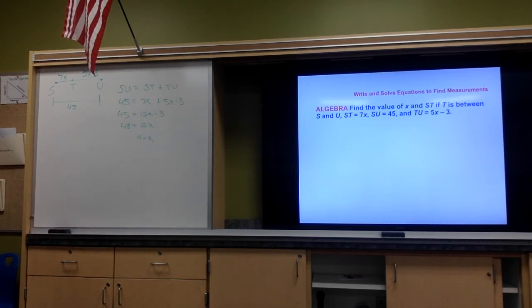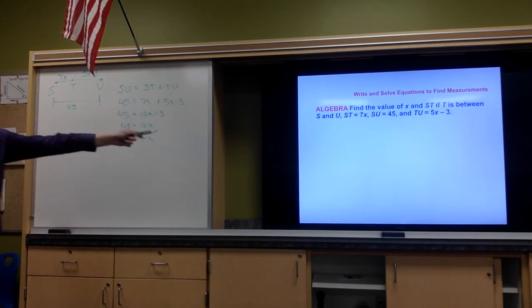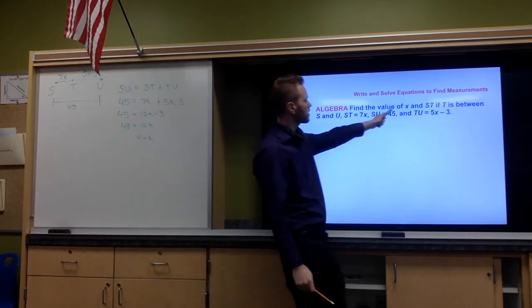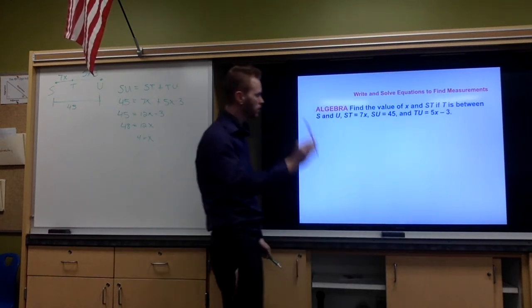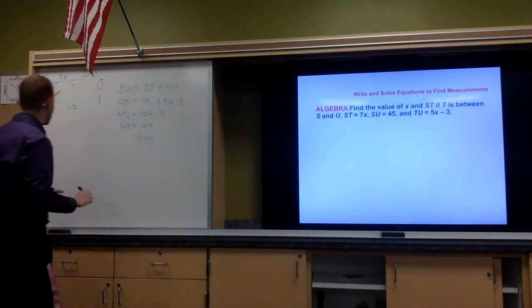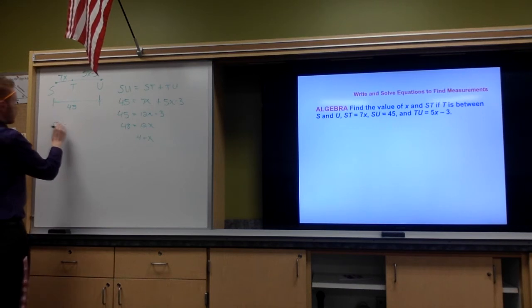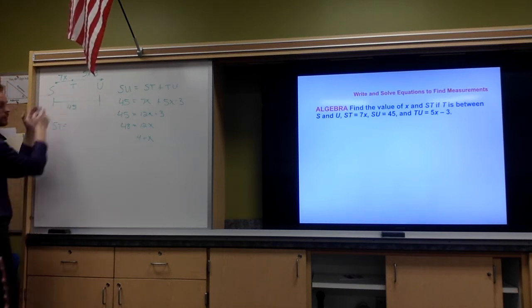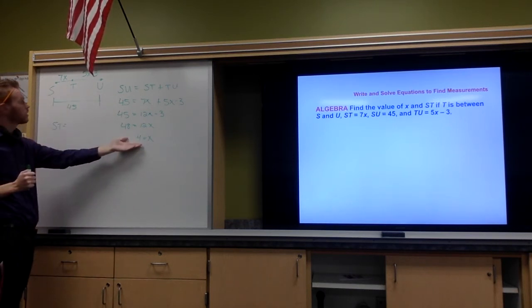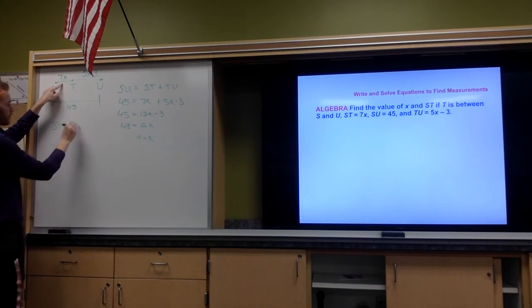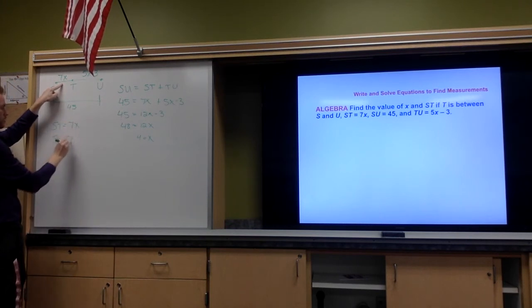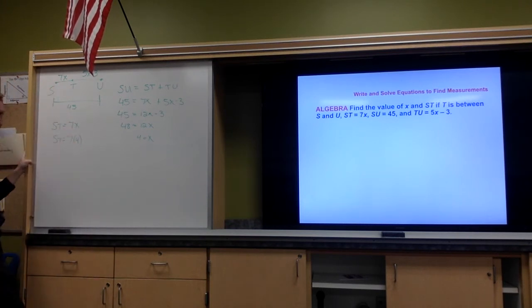Always ask yourself, are we done? No, we're not done. We got to find ST, right? See how this says it? Find the value of x and ST. We got one more thing to do. So ST, how big is this guy? Well, we know what x is, so now we just plug it in. 7 times the 4. So the length of that's 28.